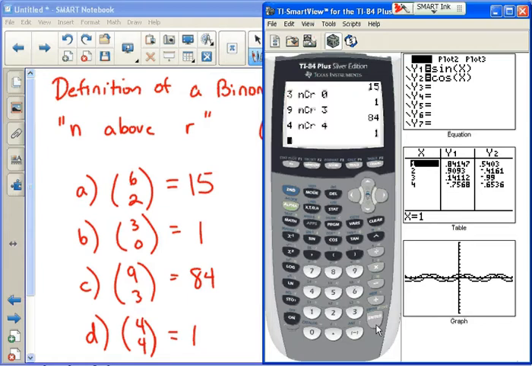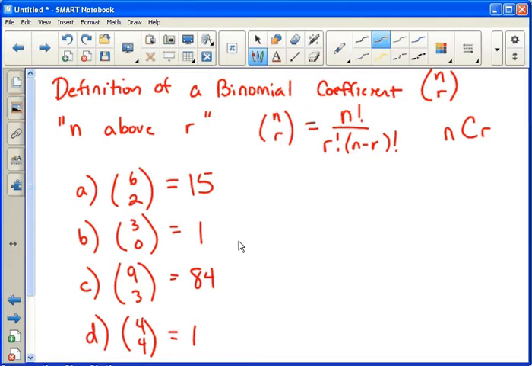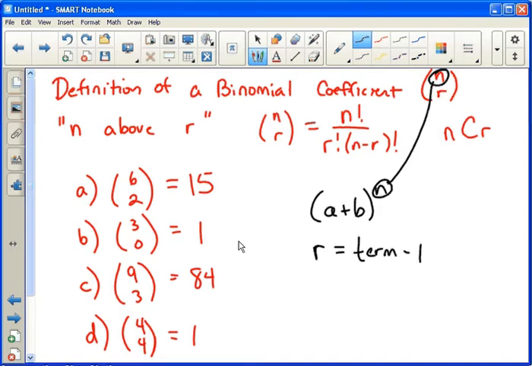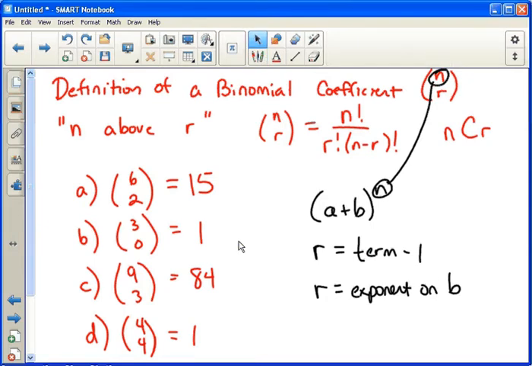Now you need to be careful as to what n and r mean. Okay, n is your exponent, like we talked about before. So if it's (a plus b) to the n, this is the same n right here. Okay, those are the same thing. It's your main exponent. And then r, you can either think of it as the term number minus 1, or you can think of it as the exponent on b. Personally, it's easier for me to remember the first one. r is the term minus 1.